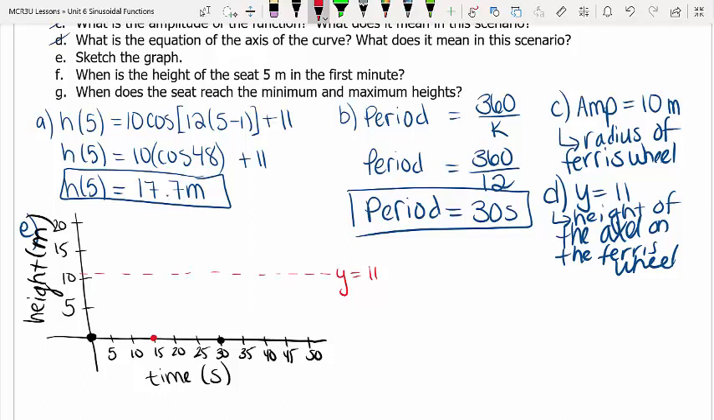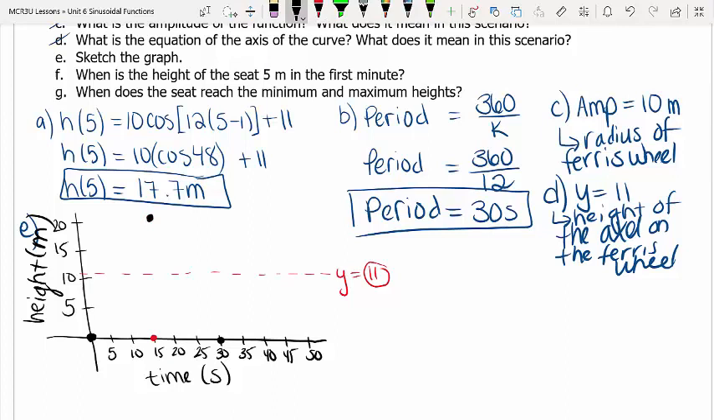So our amplitude is 10. So that means our maximum is located 10 meters above our axis of the curve. So if we add 10 to 11, we get 21. So we know our maximum, or our optimal value, is at 21.